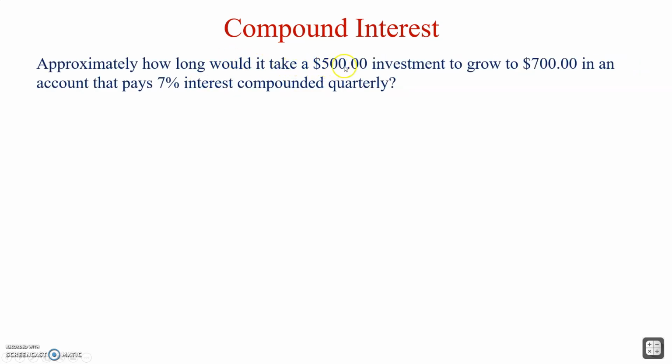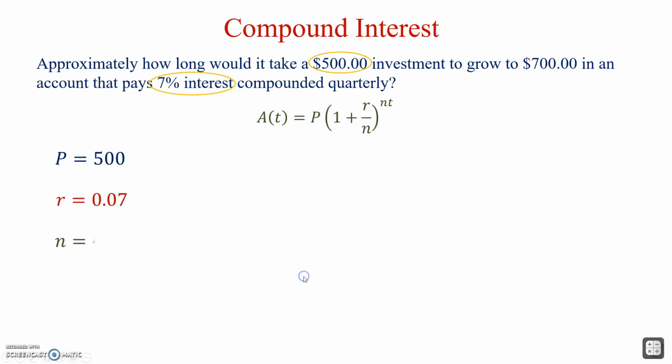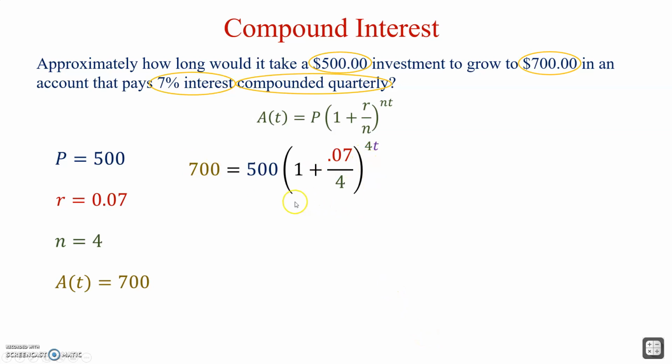Approximately how long would it take a $500 investment to grow to $700 in an account? So, same formula. The principal is $500. We have the rate. The rate is 7%. The number of times compounded, there it is, quarterly. And we have now A of T. This is the amount at the end. They told us we're going to end with $700. So in this case, when we substitute everything in, what we're left with is actually an algebraic equation. We have to solve for T.